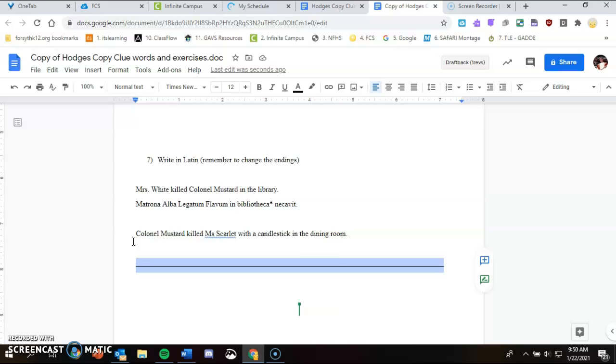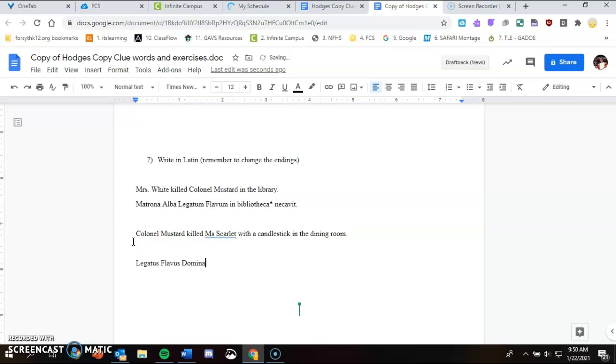Colonel Mustard killed Miss Scarlet with a candlestick in the dining room. So, Legatus Flavus. Dominam rubram. We can go with in triclinio. Yeah, once you get to the prepositional phrases, it really does not matter where they go. They can go anywhere. Okay, so we're going to in triclinio. What's with the candles? Cum candela. Yep. And like I said, here's my lazy long mark with the A. Necavit. Very good. And that is the review.